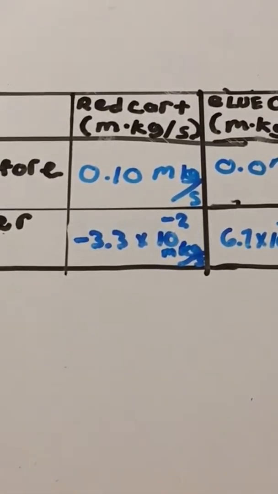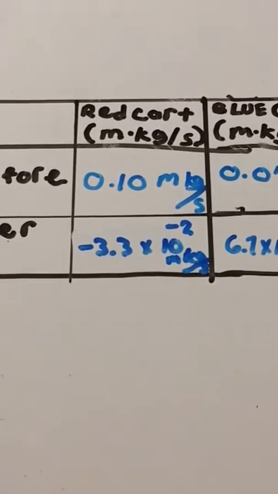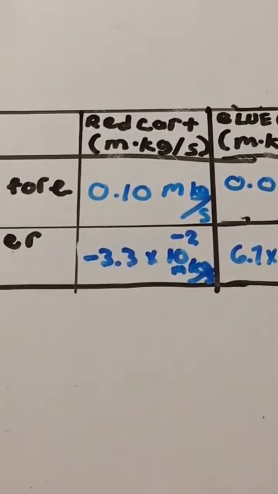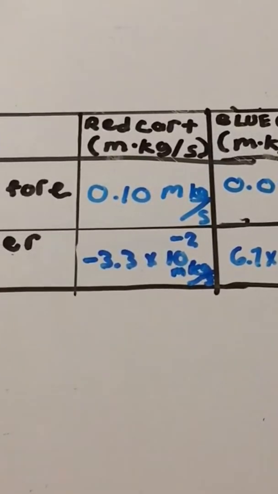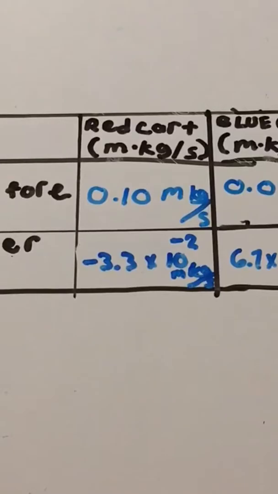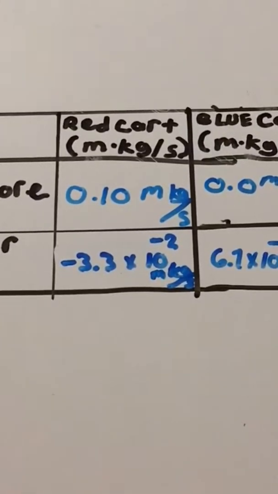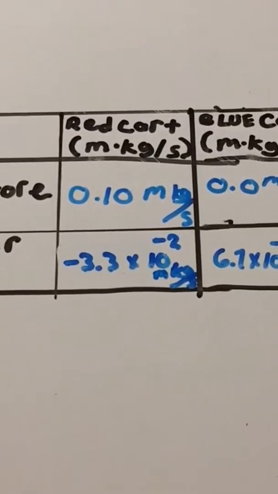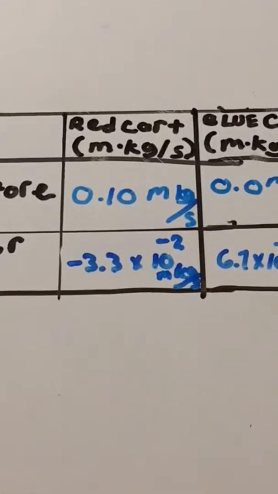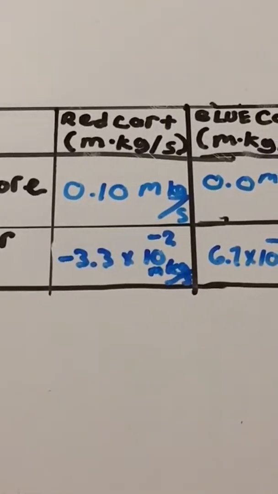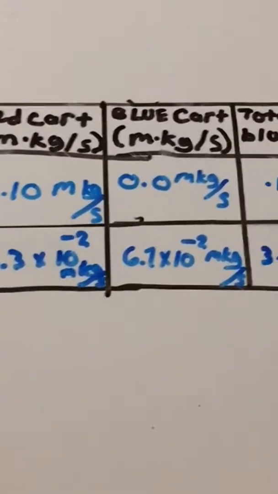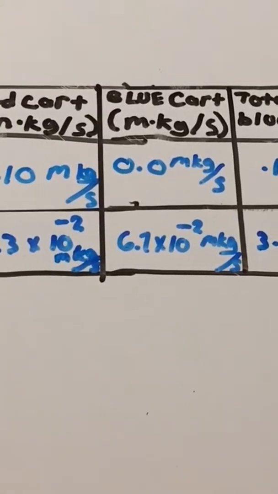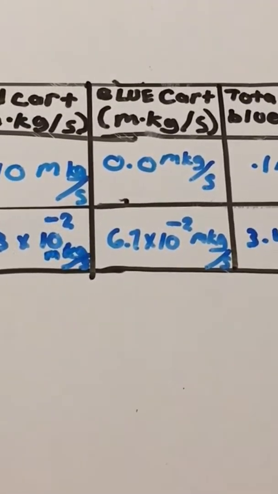With the momentum after the collision, we have negative 3.3 times 10 to the negative second power meters times kilograms over seconds for the red cart. For the blue cart, we have positive 6.7 times 10 to the negative second power meters times kilograms over seconds. When we add both of those up, we get positive 3.4 times 10 to the negative second power meters times kilograms over seconds.